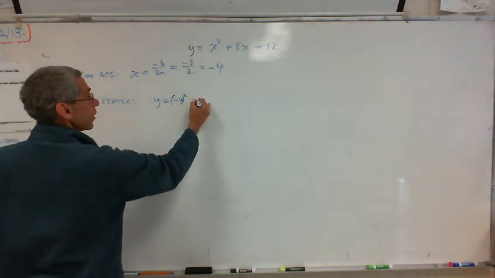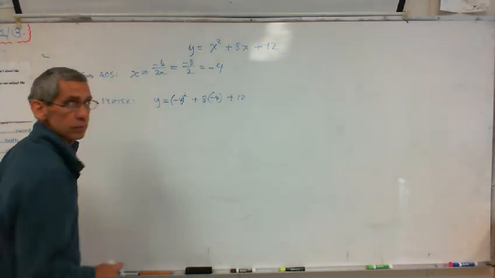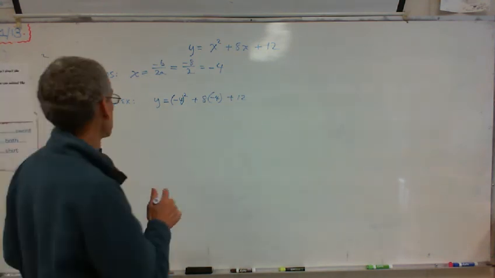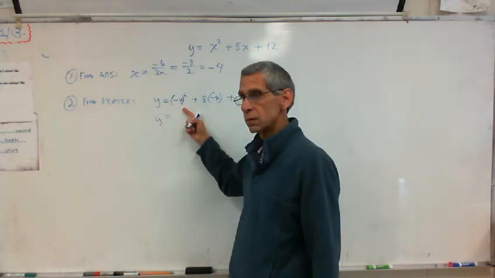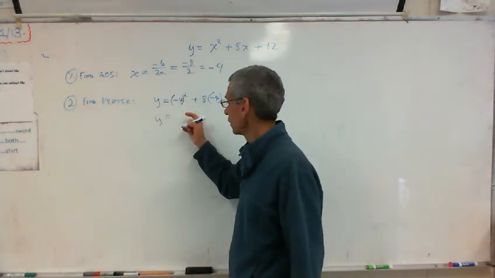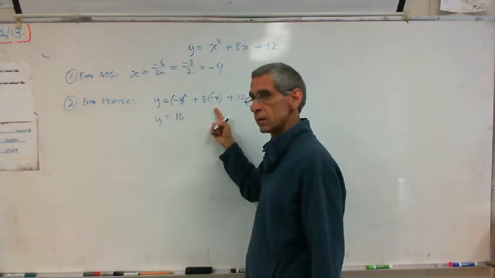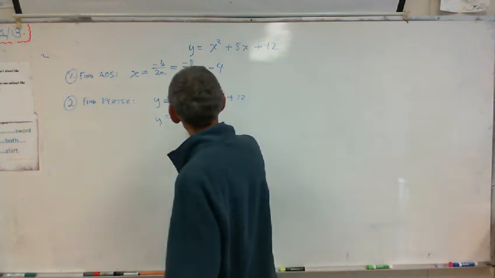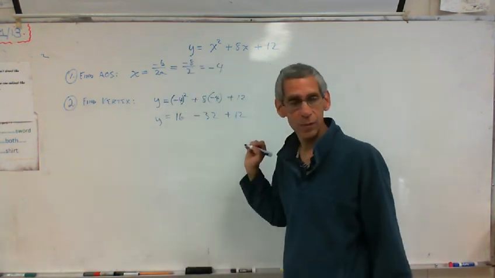All right, and then plus 8 times negative 4 plus 12. I know this. So now help me, Elizabeth. What would I put here? y equals 16. Good. And then what would I put here? Negative 32. Oh, my trick worked again. And then plus 12.